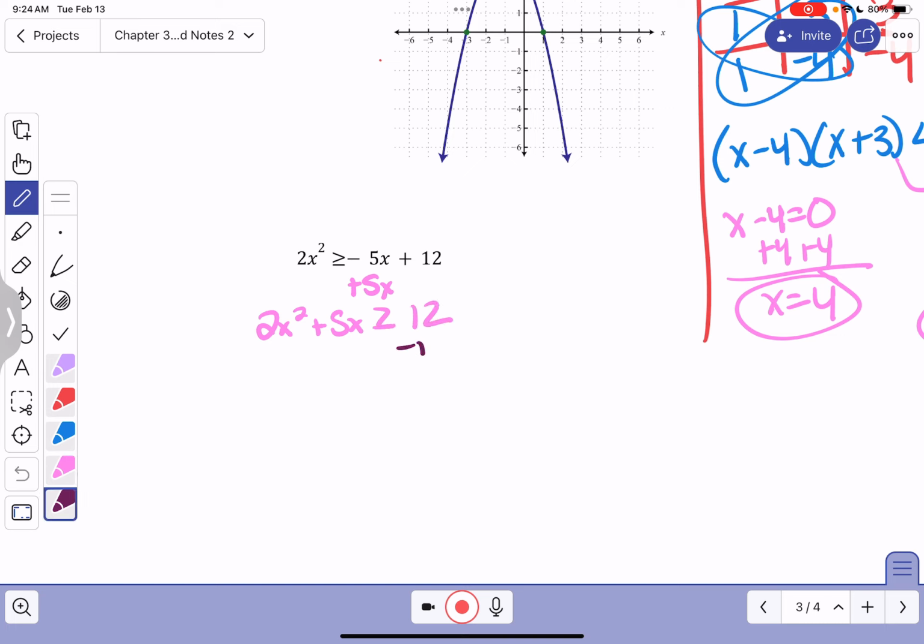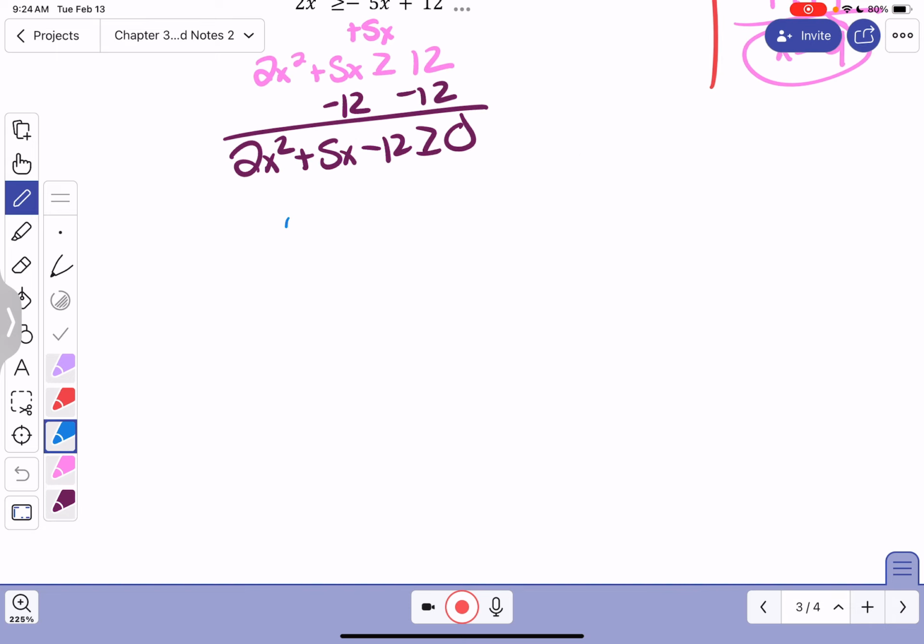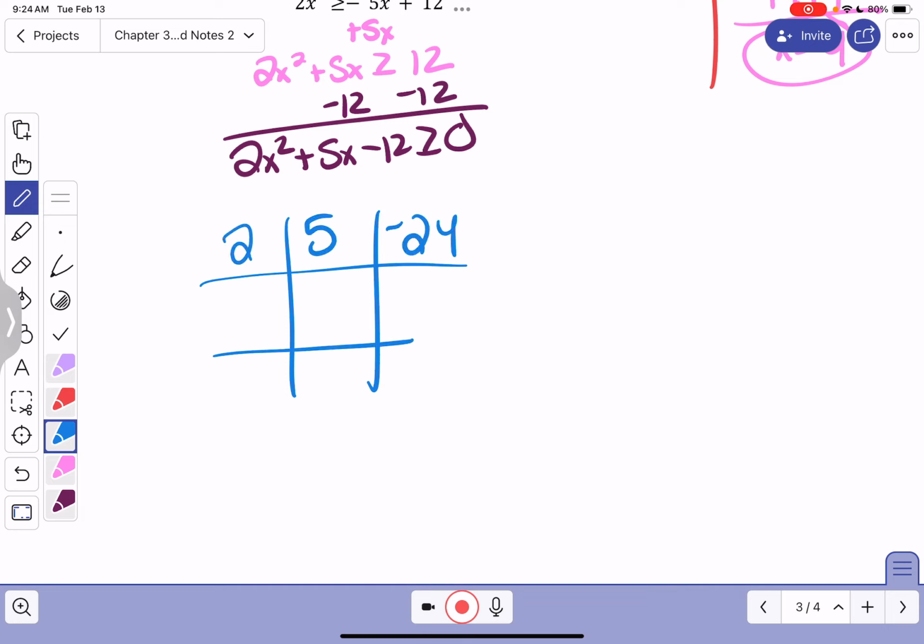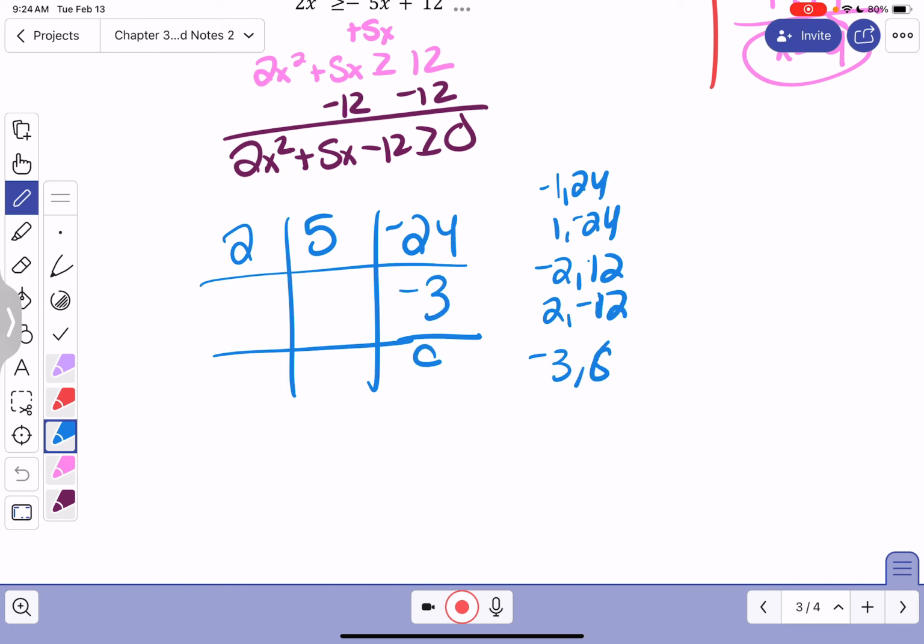So I'm going to move everything over to the left. Then I can tic-tac-toe. A times C. So it's not that. -3 and 8. So I found one that equals 5, so I'm just going to stop. You can keep going. Greatest common factor of 2 and 8 is 2.